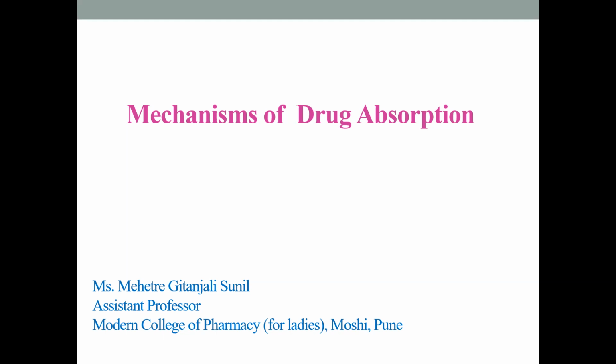In this lecture we cover the mechanisms through which a dosage form is absorbed when we take it. For example, passive diffusion, active transport, facilitated diffusion, ion pair transport, or endocytosis. So there are different mechanisms for drug absorption.